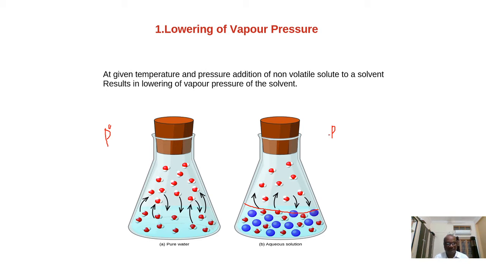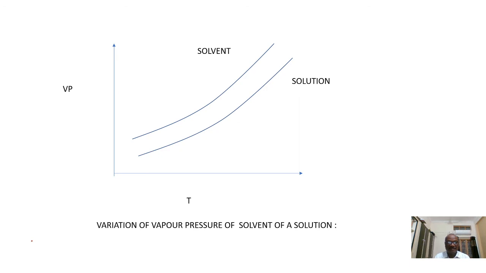colligative property. Why is it a colligative property? We can give the answer like this: because it purely depends on the number of solute particles. As the number of solute particles increases, the amount of lowering of vapor pressure also increases. That we can prove mathematically. Okay. Next we see the graph, vapor pressure versus temperature.